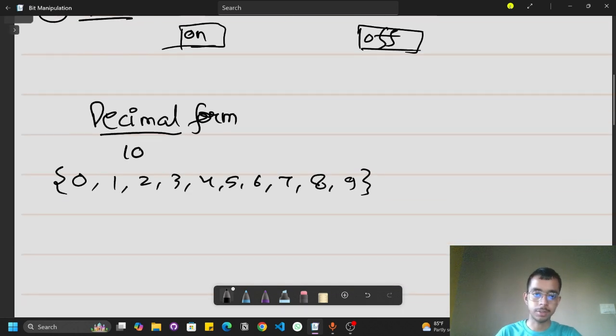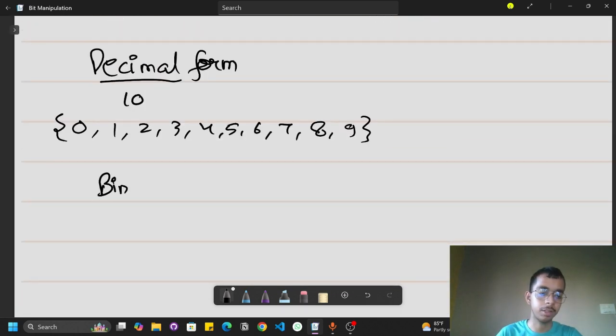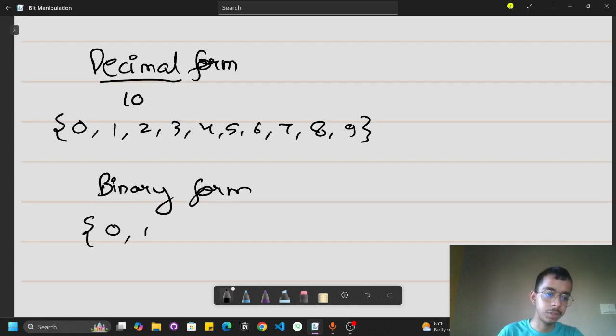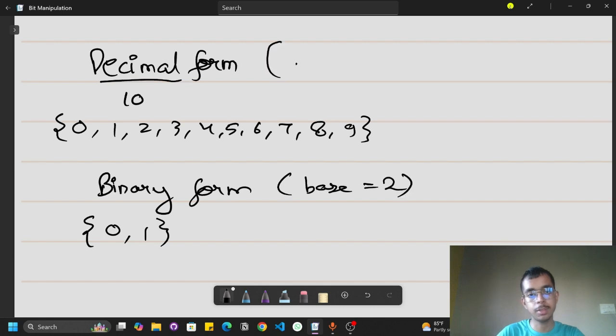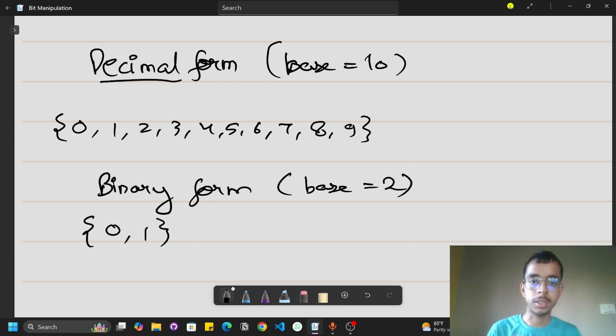Apart from that, we have the binary system, binary form. We have only 0 and 1 here. So in binary, the base is equal to 2, and in decimal, the base is equal to 10. In every system, digits start from 0 and go to base minus 1. Let's say for base 10, digits start from 0 to 9, and for base 2, 0 to 1.